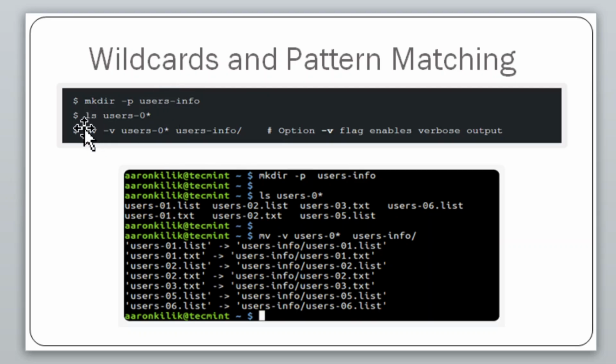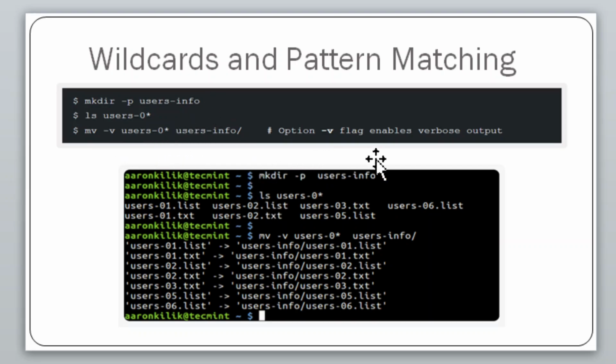So we do a list of all files that begin with, so we have this star here, and everything in front of it means begins with users-0. If the users-0 was on the other side of that star or splat, it would mean everything that ends in users-0, okay? And then we're doing an mv -v users-0 star to users-info/, okay? So we're saying rename all files that begin with users-0 to this. We're using the -v option, so we see that here below.